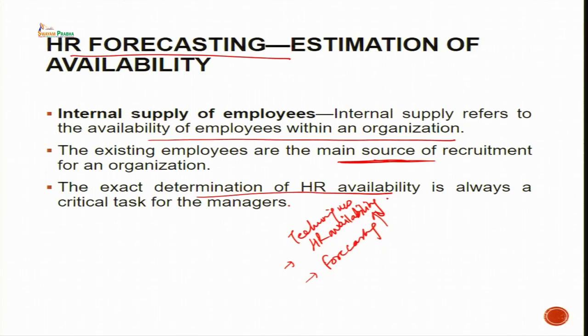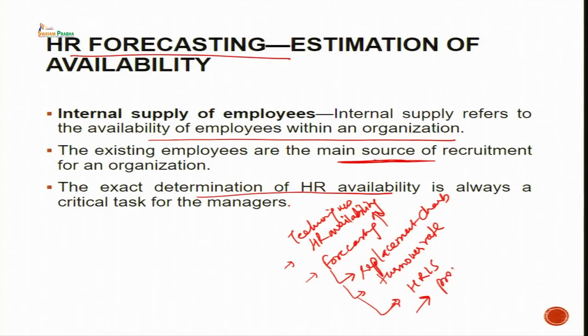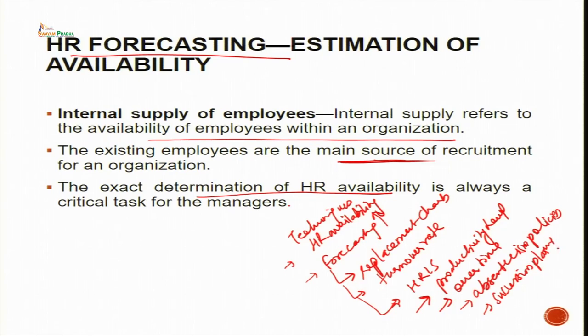and techniques for forecasting the HR availability are available through internal sources, and these techniques are, first, replacement charts, then we may have turnover rate. Human resource information system is also one of the methods through which we get to know the availability of resources. Productivity level, overtime details that we can gather from the organization. Then we have absenteeism policies, and this also includes succession planning. So, this is an online software to understand the availability of HR in the organization.